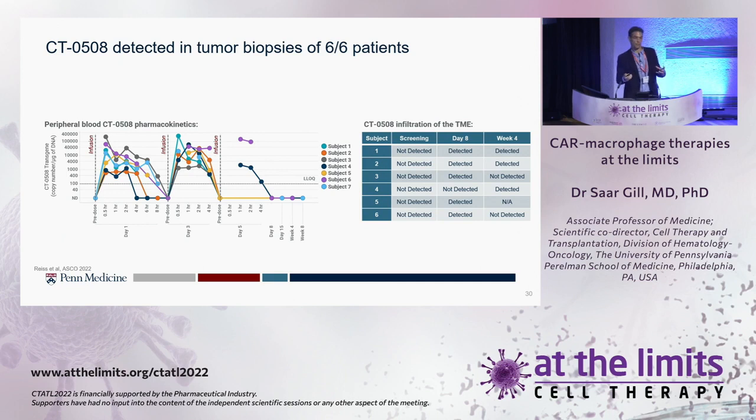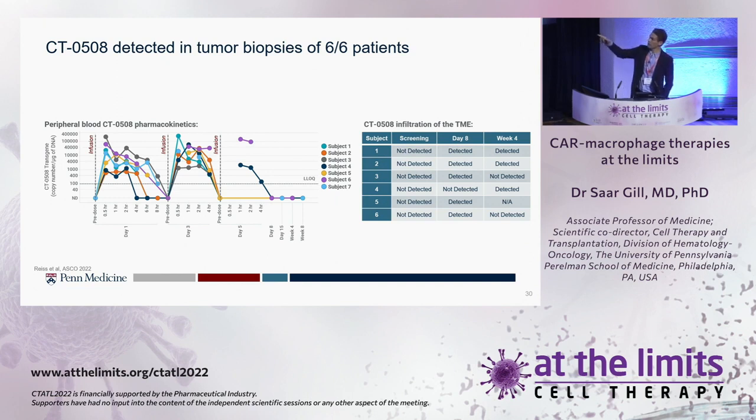What about detectability of these cells? We know from CAR T cells that they expand in vivo, but macrophages do not expand. They cannot proliferate. They're terminally differentiated cells. So we don't really expect to see an increase over time, certainly not exponential, as one would see with T cells. And we didn't. In fact, we barely detected any macrophages in the blood.